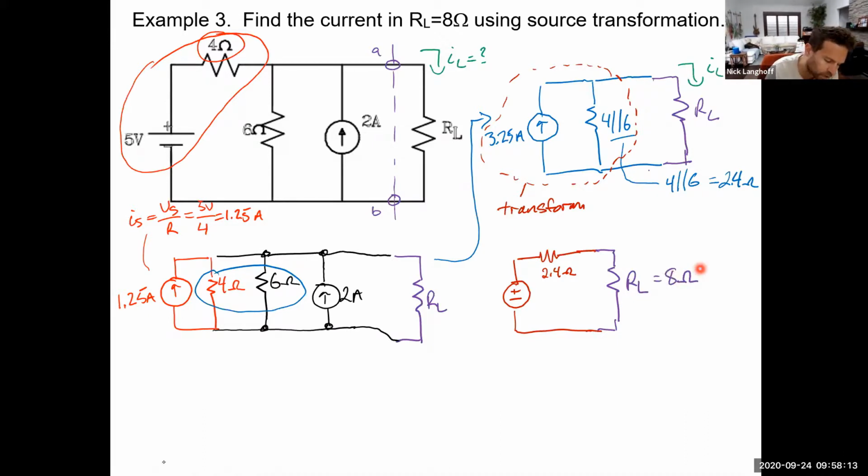All right, so now all we need to do is find the value of that voltage source, and we know how to do that pretty easily. Vs is equal to Is times R, which is, in this case, 3.25 amps times the 2.4 ohm resistor, which is 7.8 volts. Okay, so this is 7.8 volts here.